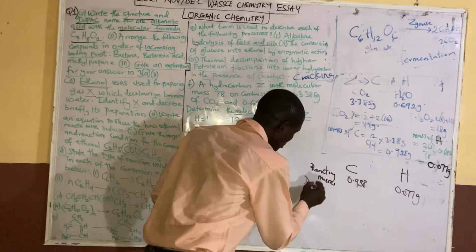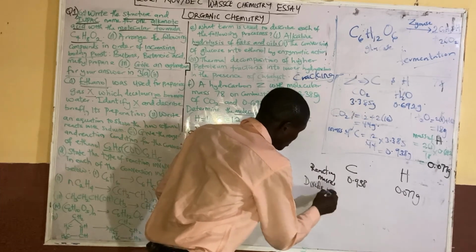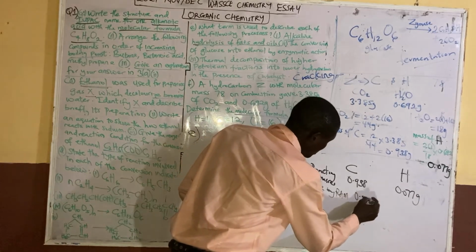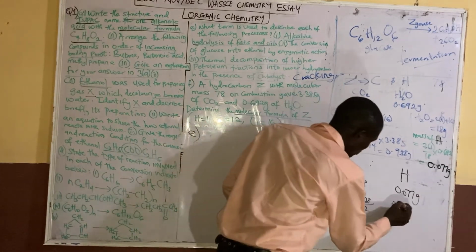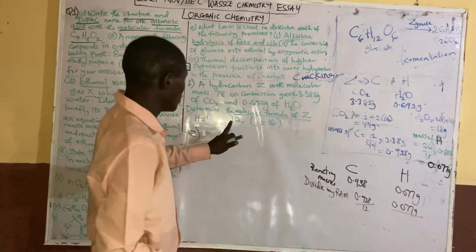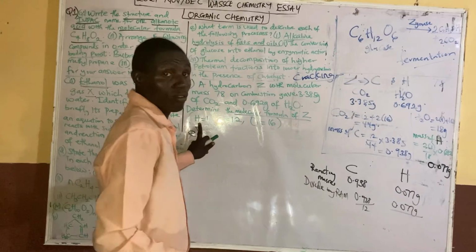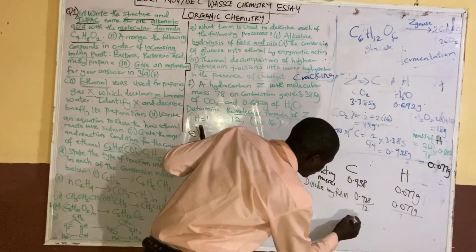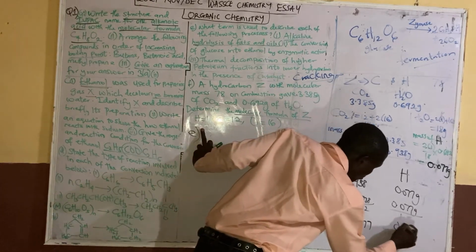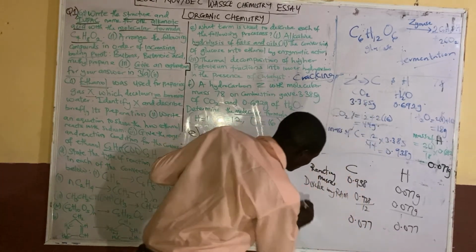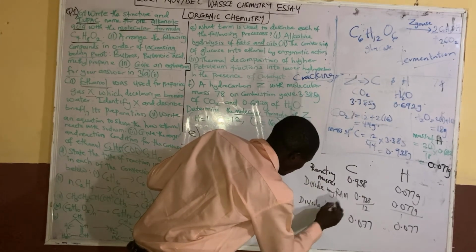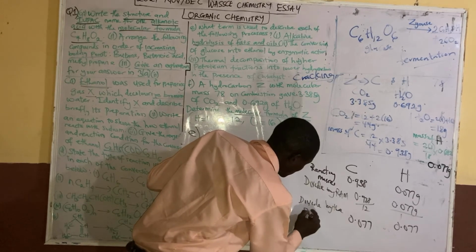To get the empirical formula, we divide by the relative atomic mass. It is 0.938 divided by 12, and 0.077 grams divided by the atomic mass of hydrogen, which is 1. Press your calculator and you get 0.078 and 0.077. Then you divide by the smallest.